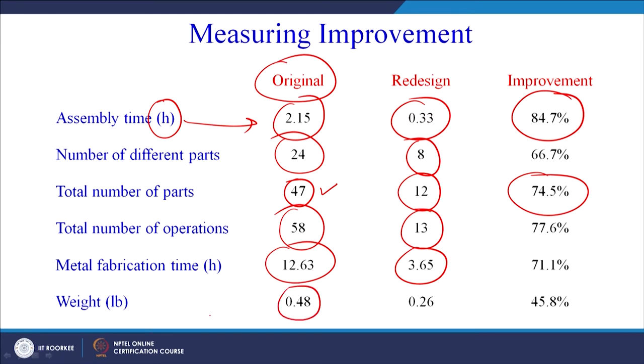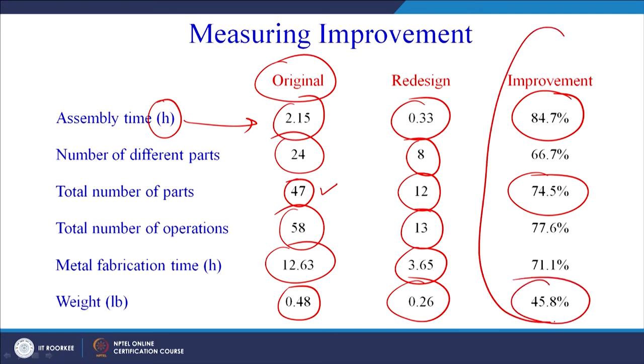Weight went from 0.48 pounds to 0.26, a 45.8% reduction. So you can see a lot of improvements only by modifying the design, by keeping a manufacturing focus on the design. By looking at the design from the manufacturing point of view, we can see the kind of improvements that have taken place. So friends, if we look at the designs that we have seen for various products around us and try to figure out how a design can be modified without compromising the functional scope of the product, we may come up with very innovative designs.